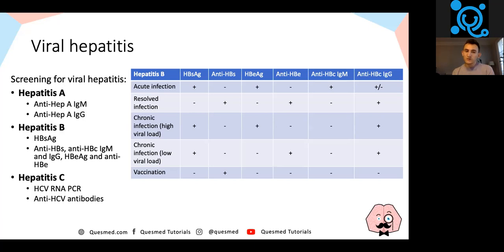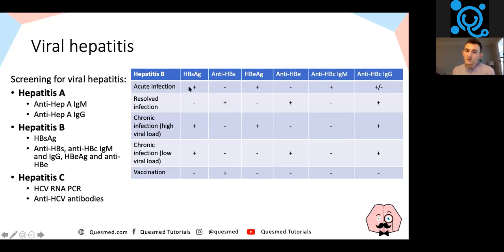When we're screening for viral hepatitis, we usually screen for A, B, and C. For A, we send IgM and IgG. For hepatitis C, we can send hepatitis C antibodies. We can also send RNA for PCR. For hepatitis B, we do this array of tests, which is important to learn for your exams. We'll go through each one and what happens to each of the antibodies and antigens.